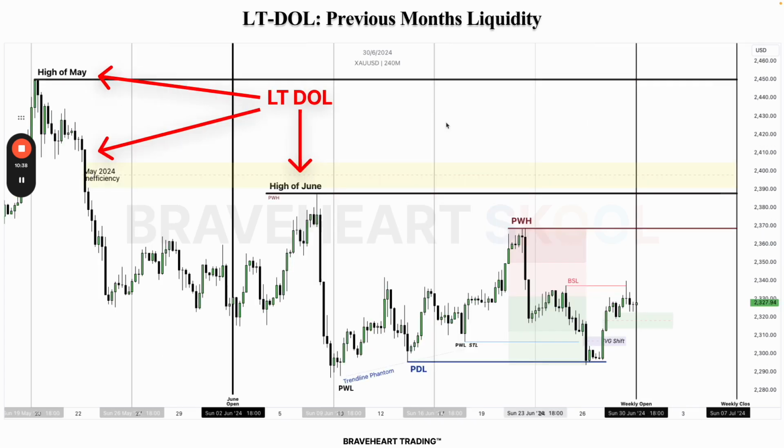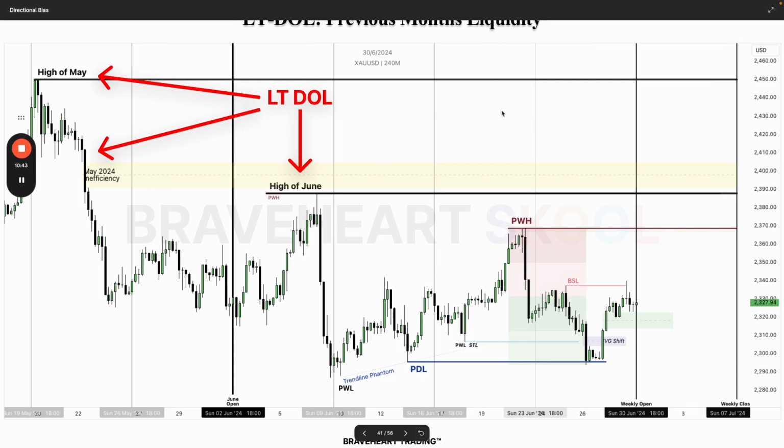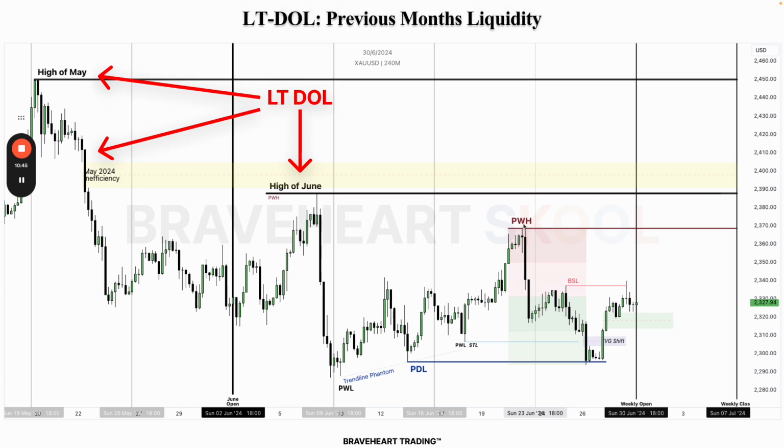And this one, I wanted to show the inefficiency, but I made a bit of a typo here. Anyways, beyond the short-term draw here, there is this long-term draw on liquidity, and this inefficiency, and this high of May. So these are all long-term draws, and this is what happened for this week. After it cleared this, since gold's in price discovery mode right now, there's a lot of volatility. It just sought after June's high, May's inefficiencies, and May's highs.